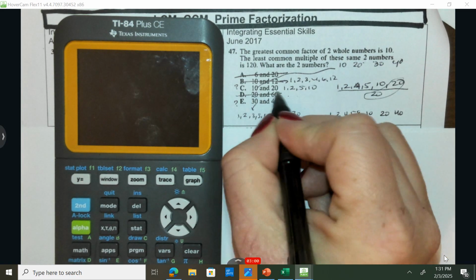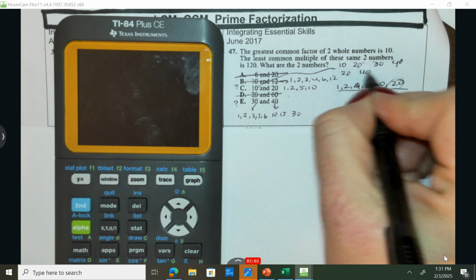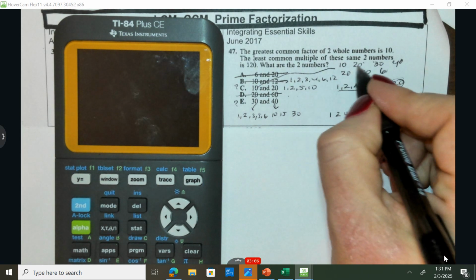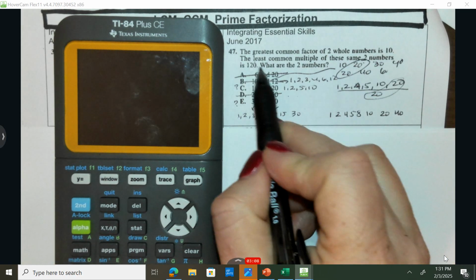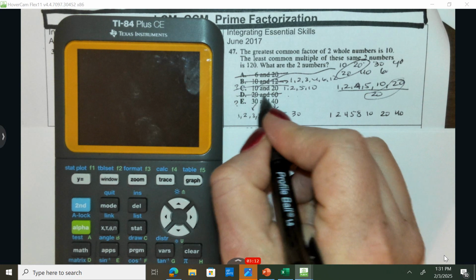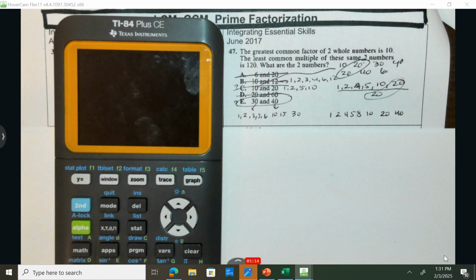And now I'm going to start listing multiples of 20. 20, 40, 60. And it says the smallest number they have in common for multiples would be 20. But this says the smallest multiple they have in common needs to be 120. So I cancel out C. I'd only have one option left, and it would be E.